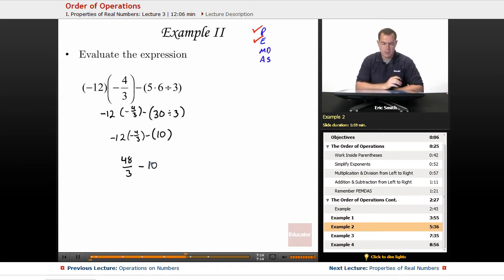Okay, and because of my fraction there, I do have some division. I could take 48 and divide it by 3. So 16. Okay, on to addition and subtraction. 16 minus 10, 6. And now I've completely simplified this one, and I can call it done.